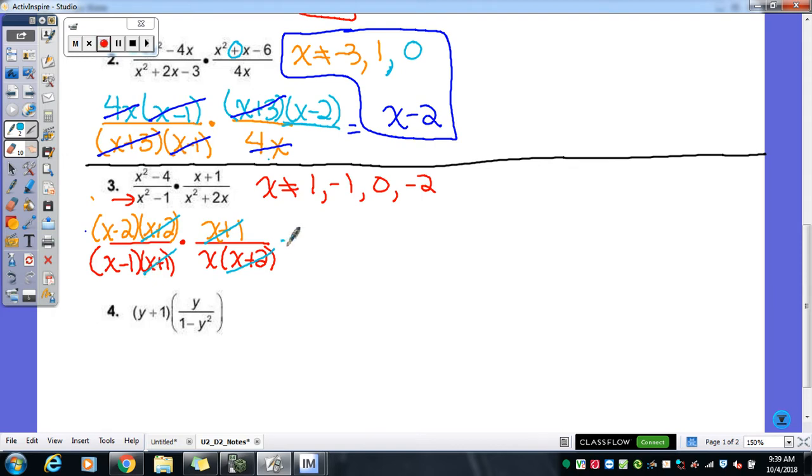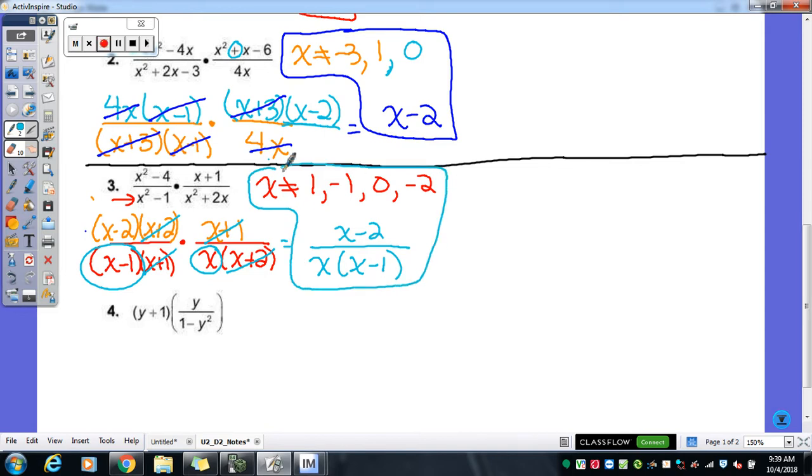So in the numerator, we have that x minus 2 still left. In the denominator, we have two things left. We have this x minus 1, and we have that x that are both still there. So we're going to multiply them together. So it would be x times x minus 1. And you can leave it just like that. You don't have to actually distribute through with your x. You can leave them in that factored form right there. So there's our final answer for that one. X minus 2 over x times x minus 1 with our 4 restrictions of 1, negative 1, 0, and negative 2.